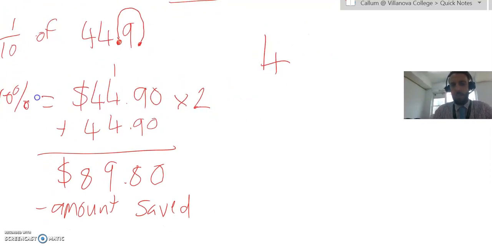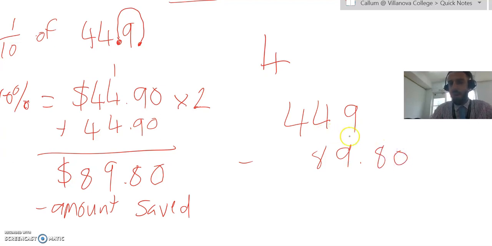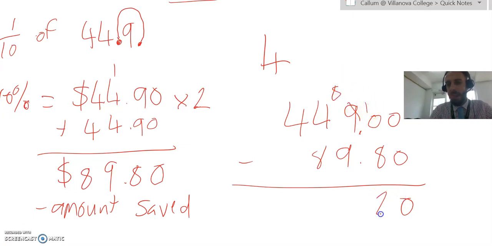And so to work out the new price of the PS4, I'm going to do my $449, and then I'm going to take away the discount of $89.80. If you get a question like this where you've got a number that doesn't have decimals, you can just add in zeros after it to give yourself a nice algorithm. And let's do 0 take 0, 0. 0 take 8 I can't do, so I'm going to borrow from over here. 10 take 8 is 2.